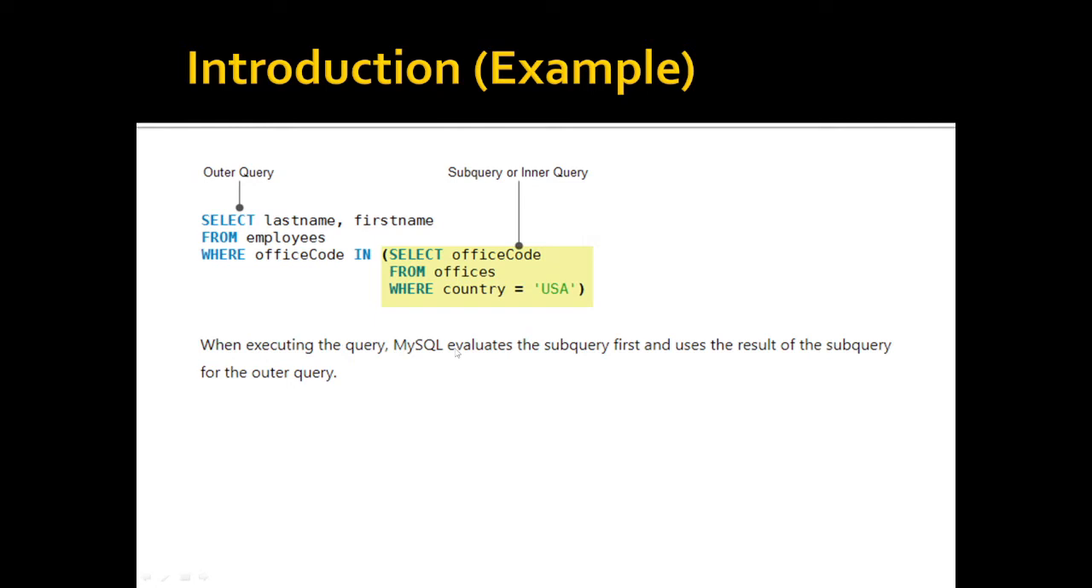So here's again the part of the query a while ago. We have here the outer query, and we have here the subquery or the inner query. So when executing the query, MySQL evaluates a subquery first. So this will be evaluated first, and then it uses the result of this query for the outer query. So the result of this will be used by the outer query.